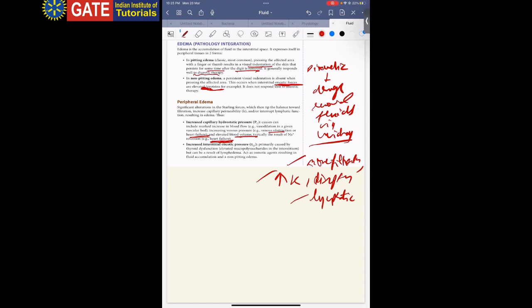Because of the obstruction, there will be more and more fluid proximal to the obstruction. The fluid will be collected. In heart failure also, there is more blood present within the capillaries, that will increase the hydrostatic pressure. And all of these forces can result in the formation of edema.